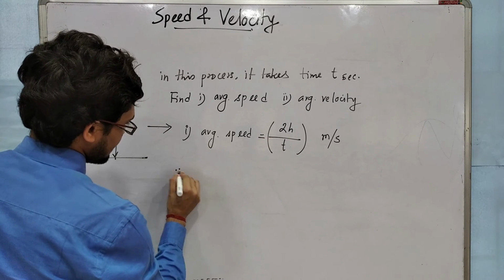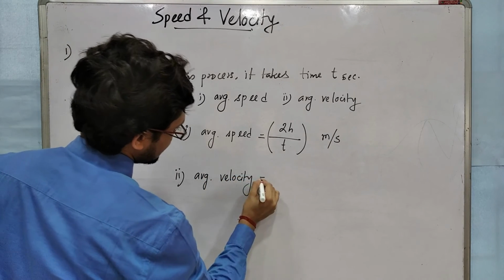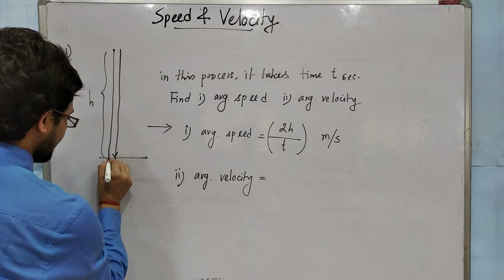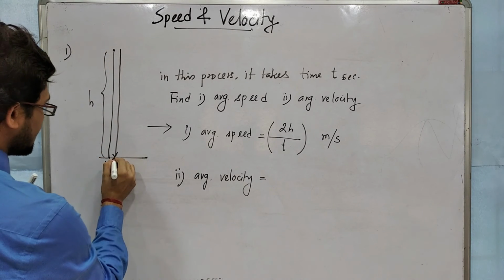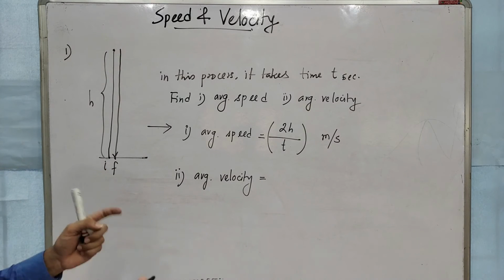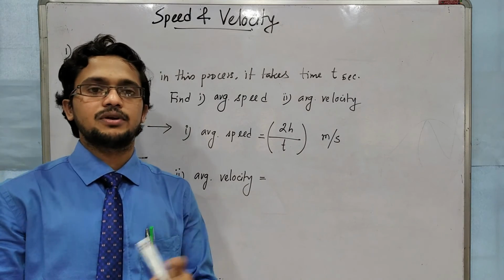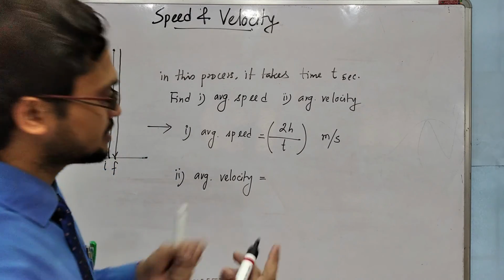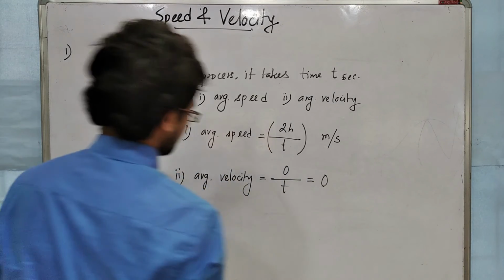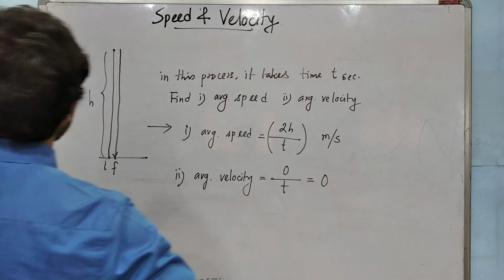And second one, average velocity. Now look here. From this point to this point, the initial point is this one, and it again comes to the ground. Then the final point is also ground. Initial point is ground, final point is also ground. So what is the displacement? No displacement, because both the points, initial and final point, are on the ground. So displacement is 0. So displacement by total time, so 0. So average velocity is 0. Okay, this is one problem.